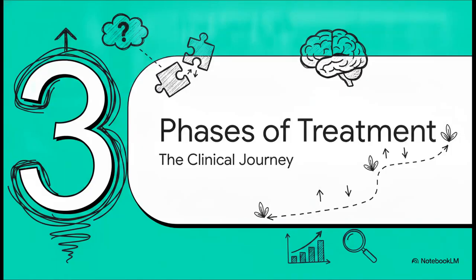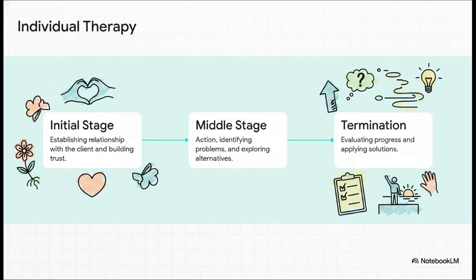Which brings us to Section 3, phases of treatment, the actual clinical journey. So, once the problem is perfectly mapped out, what happens next? We move into the highly structured phases of actual treatment. Let's walk through the American Counseling Association's 3 stages for individual therapy. Stage 1 is the initial stage, and the absolute core focus here is relationship building and trust. Without trust in Stage 1, nothing else is going to work.